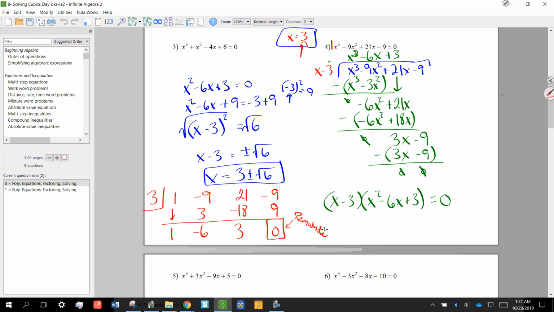So if we have just divided an x cubed by an x, then we're going to end up with an x squared. Then you just go down the line, x and then a constant. x squared minus 6x plus 3. And looky here, that's exactly what we got when we did long division, and that's how it should work.